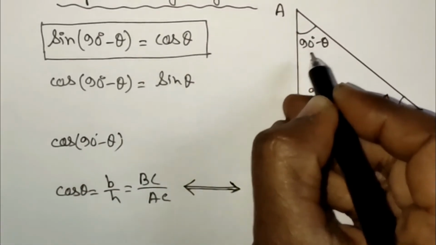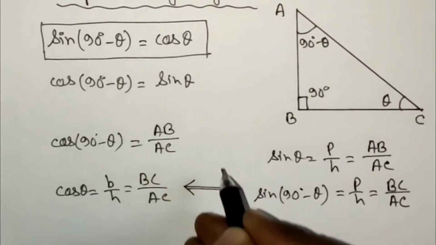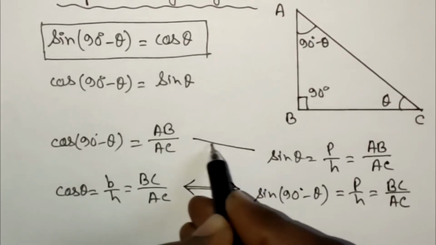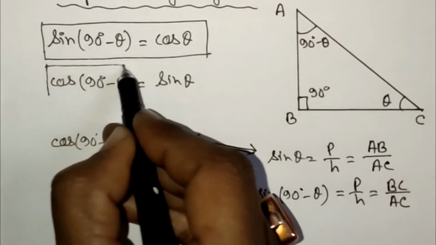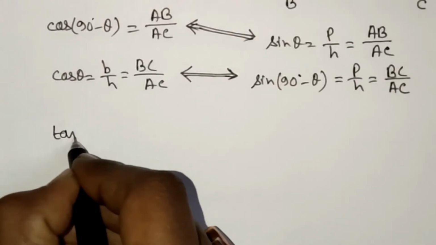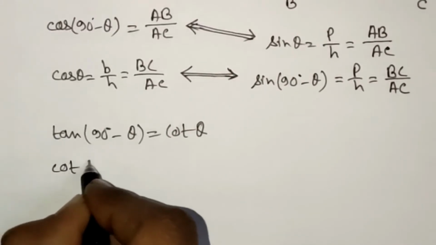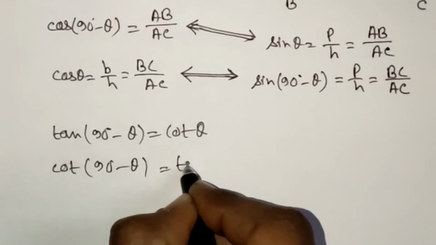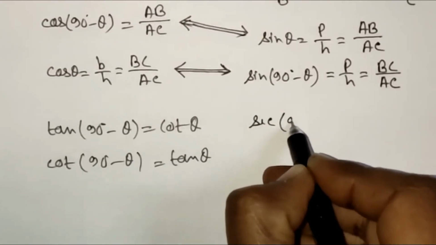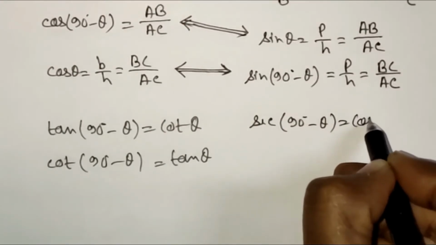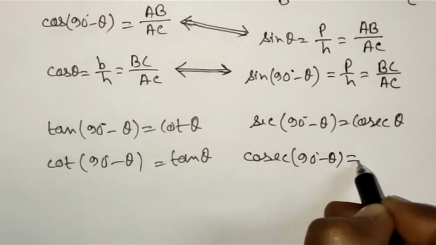Now the value of cos 90 degree minus theta, that is with respect to this angle, base by hypotenuse, which is AB by AC, which is equal to sin theta. So cos 90 minus theta is equal to sin theta. Similarly, we can write tan 90 minus theta is equal to cot theta. Cot 90 minus theta is equal to tan theta. Sec 90 degree minus theta is equal to cosec theta. Cosec 90 degree minus theta is equal to sec theta.